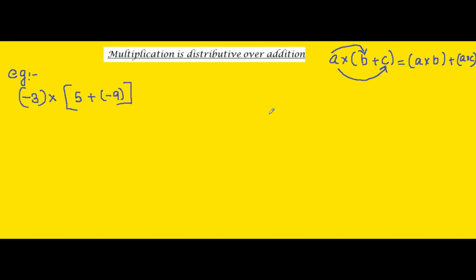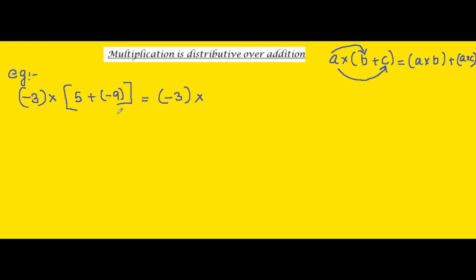What are the two ways? The two ways are here. Here we just write a times b plus c equal to a times b plus a times c. So we will find the left side and the right side separately. So here we can find the answer as -3 times, inside the bracket, 5 plus -9.